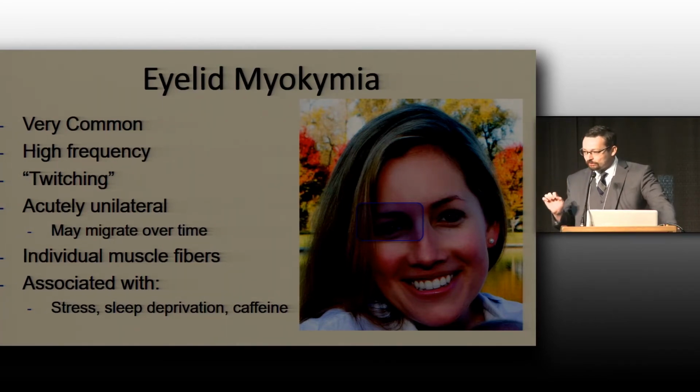It's a high frequency, meaning very frequent, low amplitude twitch of a very small individual muscle within the eyelid. It might be the upper eyelid or the lower eyelid. It's usually unilateral when you're seeing it, but over time it can migrate. What I mean by that is the patient might say, oh, initially it was my right upper lid, and then I started feeling it in my left lower lid. And these are again individual muscle fibers. It's not the entire orbicularis. It's not the entire eyelid. It's just a focal little area, and it's associated with stress, sleep deprivation, and caffeine.